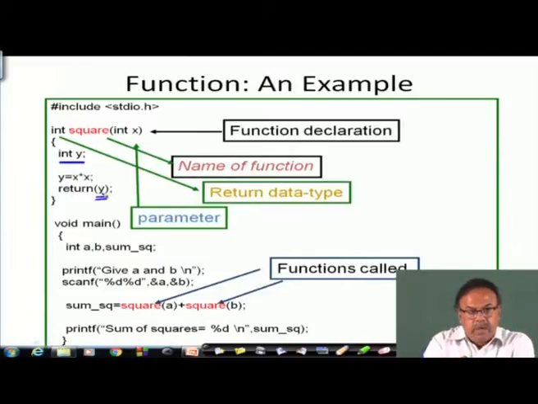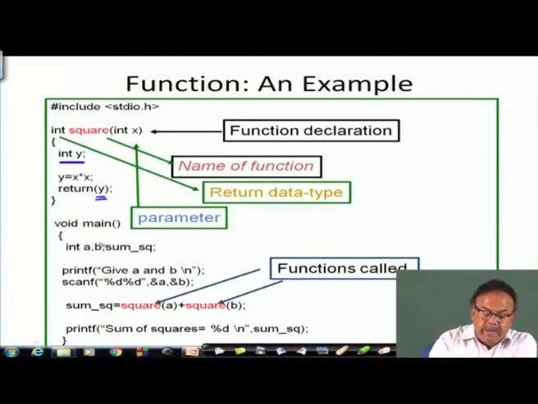I am returning y, and after return that y vanishes. Why? Where is y returning to? Wherever the square has been called. Now, here you see, here is a sum of square. What is main doing? Now, let us come to main.